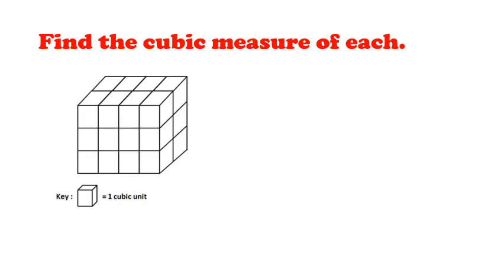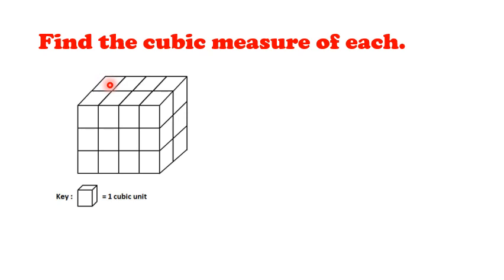Look at these examples. I want to find the cubic measure of each, or find the volume of each. I have a solid figure and I want to find the volume of this solid figure. I know each 1 cube equals 1 cubic unit. Now let's start to count and be careful. I have 3 rows, so I can count only the first row, then multiply the number of the cubic units by 3.